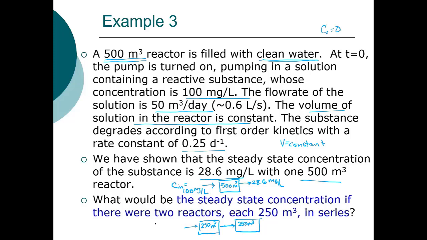we have the situation, we still have Cn equal to 100 milligrams per liter, but we have two reactors in series. So we have a reactor here, 215 cubic meters. We have a second reactor, 250 cubic meters. So the total reactor volume is the same. The question is, what is the concentration leaving?